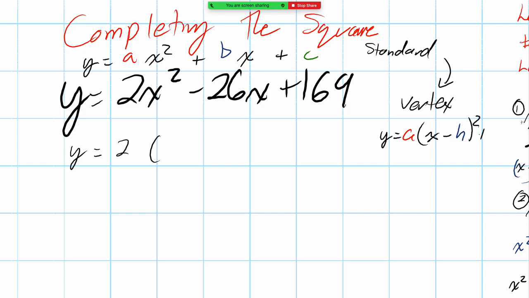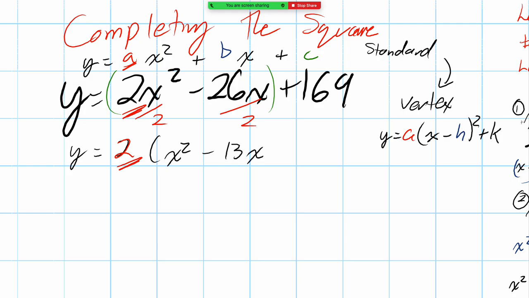x minus h squared plus k. Okay, so what we're going to do here is the very first step is you actually divide the first two terms by the a coefficient. So in this case, that's 2. So we divide these two terms by 2. So that becomes the common term that we've pulled out. When we do that, whatever's left over, we have x squared minus 13x, okay? And then plus 169.